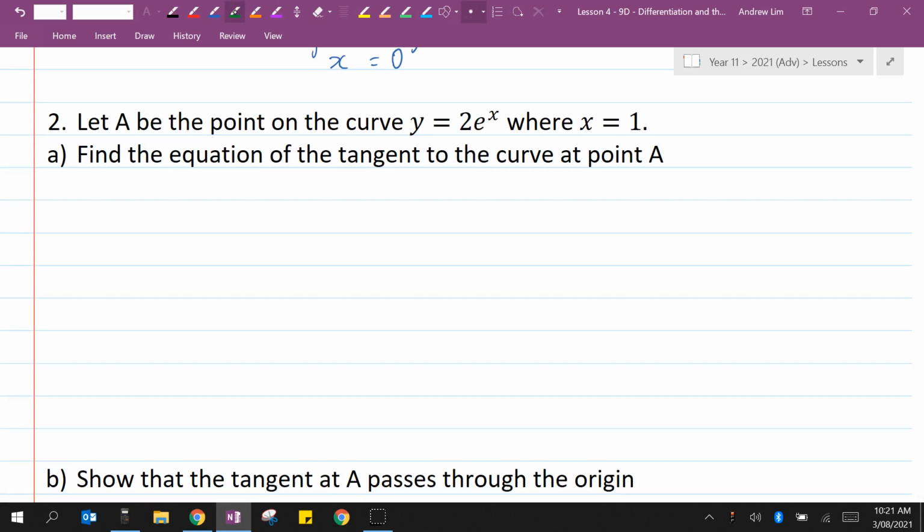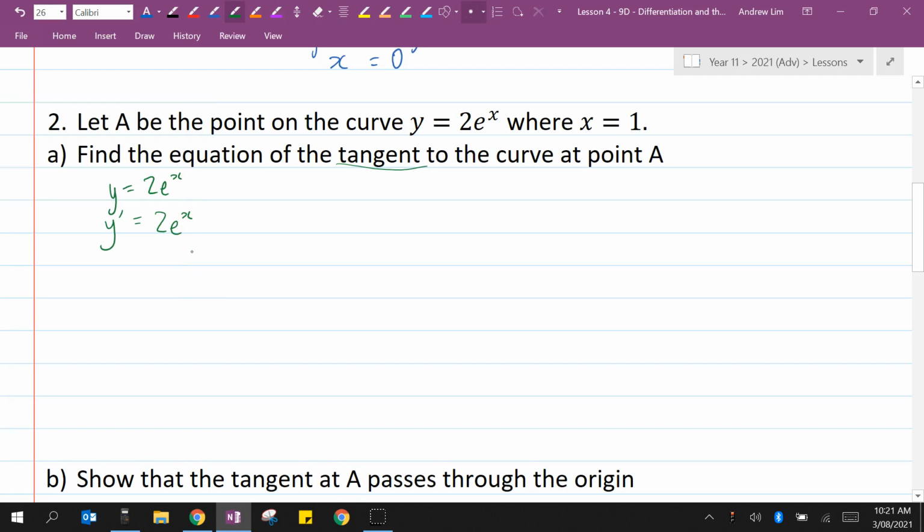Let A be the point on the curve y equals 2e to the x, where x is equal to 1. Find the equation of the tangent to the curve at point A. So we've got our function y is equal to 2e to the x. In order to find the equation of the tangent, we need to know the gradient of that tangent. So I'm going to find the gradient function by differentiating. When we differentiate this, I still get 2e to the x. Okay, when we differentiate e to the x, we just get e to the x. So technically we just have 2 lots of e to the x.